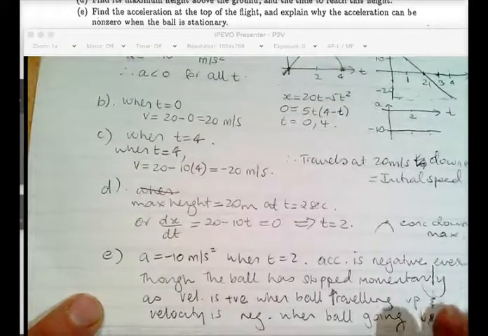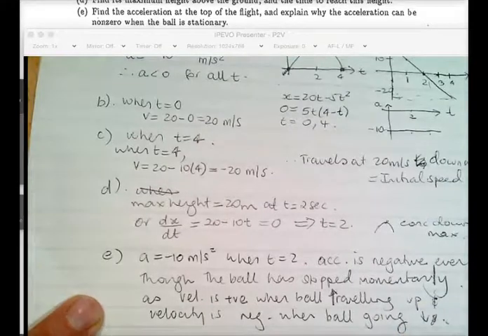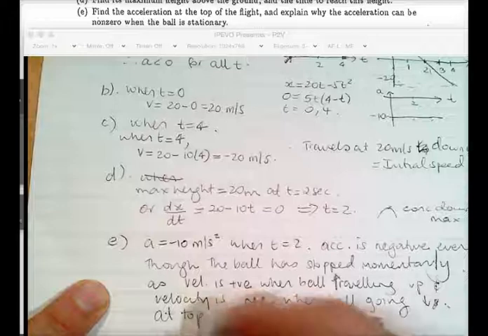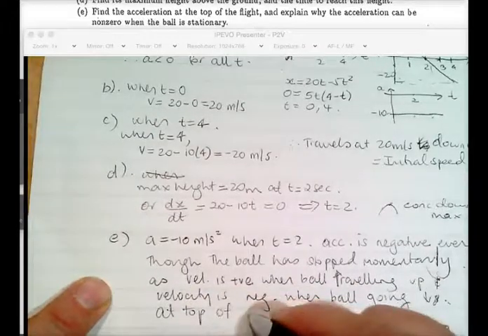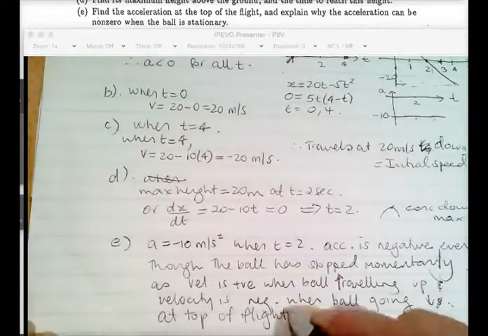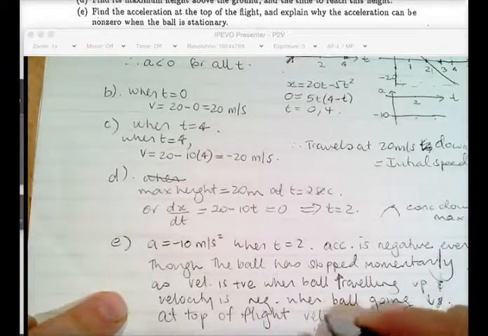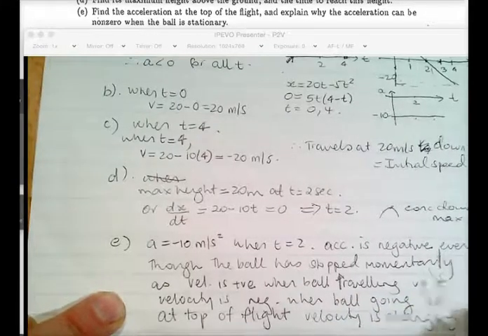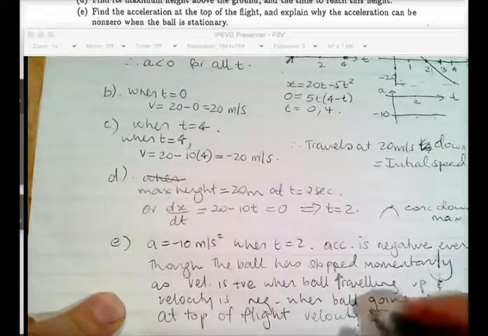Now, at that very moment at the top, the velocity is changing, so therefore that's why there is acceleration. So at the top of the flight, velocity is still changing, and that is why the acceleration is not 0, okay?